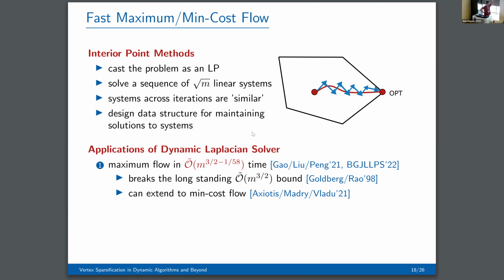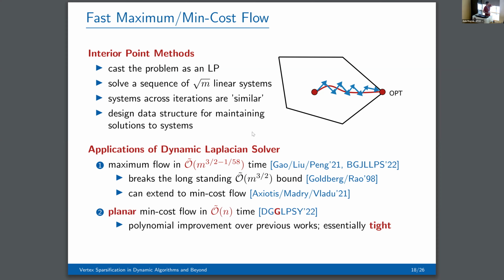And this was used very recently, before the breakthrough Maxwell paper came up. This was used for getting the first m to the 3/2 minus some constant bound, for breaking this m to the 3/2 Goldberg-Rao standard result that has been there for many years. And it has been extended to min cost flow, and they are using this dynamic Laplacian solver that I just described.